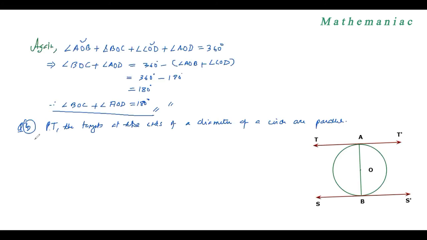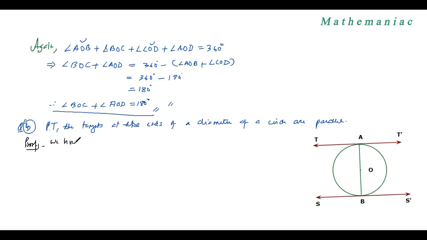Now we'll be writing the restatement. You write yourself. I'll be just telling you. Restatement is what? Let O be the center of the circle and AB be any diameter, and T dash and S dash be two different tangents drawn at A and B, to prove that T dash is parallel to S dash. So you can write this. Construction is not needed. We'll be just writing the proof. You see now.